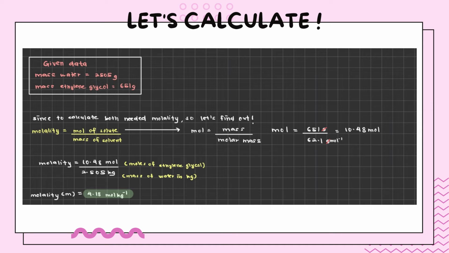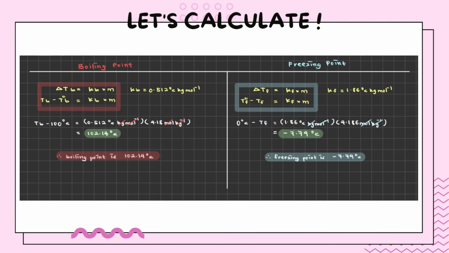After we obtain the mole, we can find the molality, which is 10.48 mole divided by the mass of solvent, which is water, 2.505 kilogram. And then we will get the answer 4.18 mole per kg. Since we have obtained the molality, we can calculate both boiling point and freezing point. So let's just go one by one.